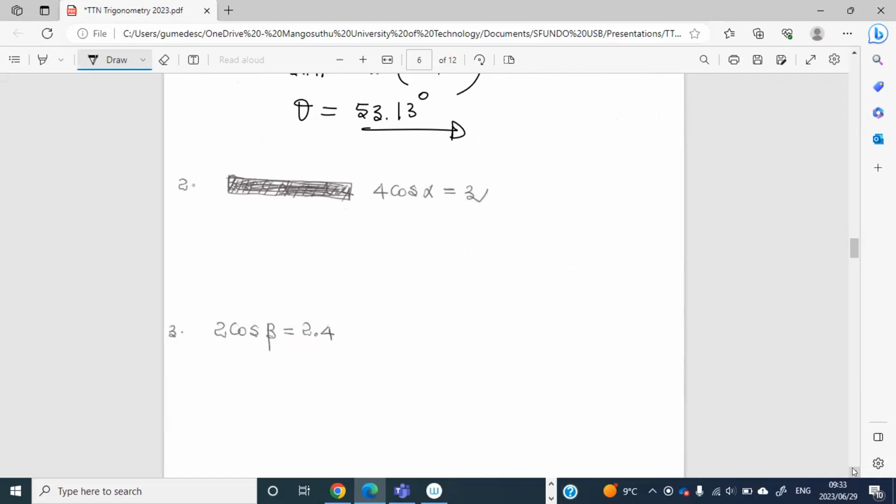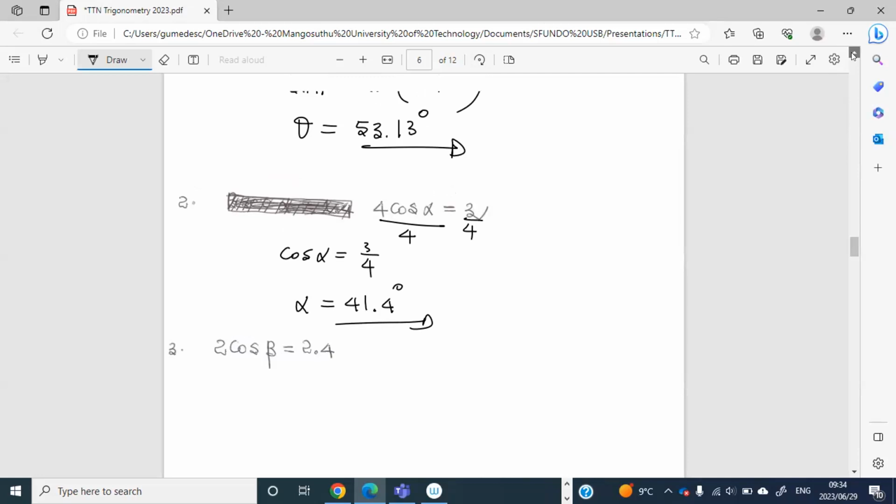Right. Same thing applies here. It's just that we are solving for alpha here. So we divide by 4, so that cos alpha is equal to 3 over 4. I won't write it now, but I'll just say that you press shift cos and then 3 divided by 4. And then I got 41.4. Alpha is 41.4 degrees. Right. So we use the same thing that we're using there, 41.4 degrees.